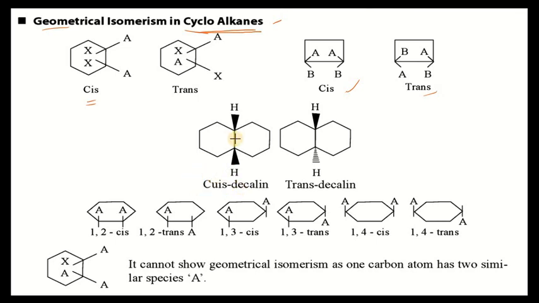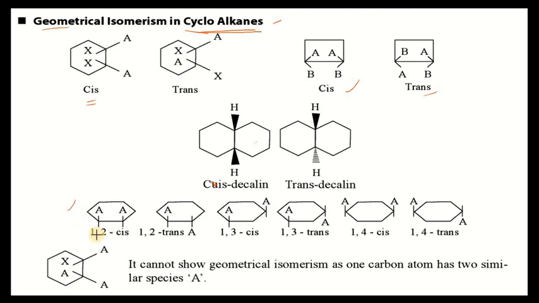Cis decalin, here this is the decalin formula, this is 6-membered, and this is trans decalin. So understand how they are arranged. The thick lines are towards the observer. The dotted line is away from the observer. So it is arranged perpendicularly.